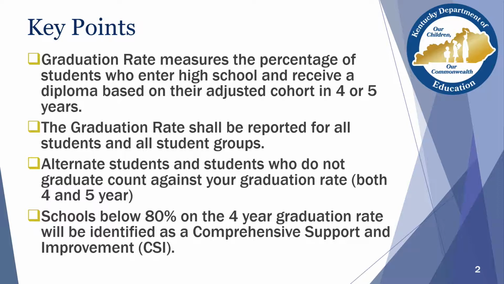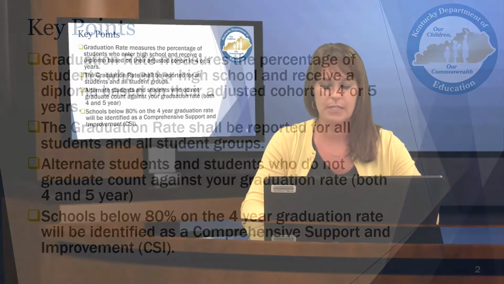Alternate students and students who don't graduate will count against your graduation rate, and that does include 4 and 5 year. And any schools, even though this doesn't happen often, any schools that do dip below 80% on their 4-year graduation rate will be identified as a comprehensive support and improvement school, a CSI school.